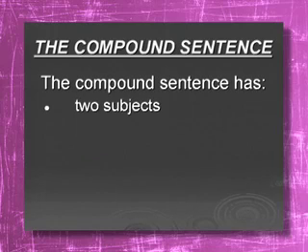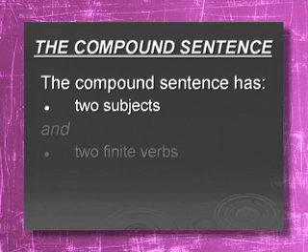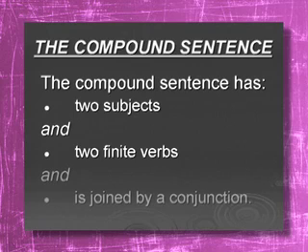Then in grade 11, we went on to the compound sentence. And these are the notes that we gave you then. The compound sentence has two subjects and two finite verbs. And if you've got two subjects and two finite verbs, you also need one conjunction. So a compound sentence has two subjects and two finite verbs and is joined by a conjunction.